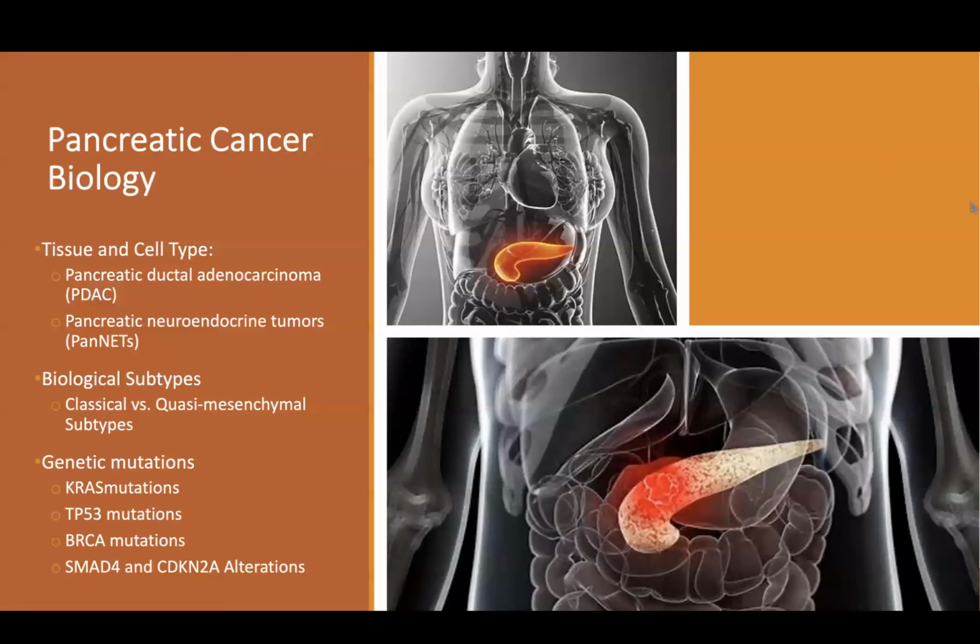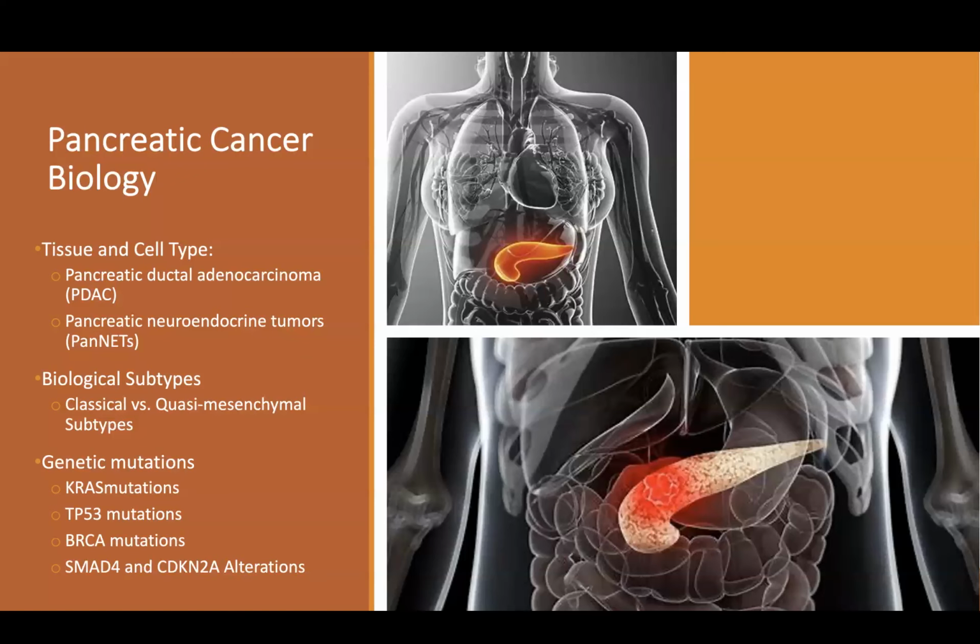Okay, so what I want to talk about is the tissue and the cell types. Pancreatic cancer originates in the tissues of the pancreas, an organ located behind the stomach. The pancreas has two main functions: exocrine and endocrine. Most pancreatic cancers arise from the exocrine cells, particularly the ductal cells, making pancreatic ductal adenocarcinoma the most common type of pancreatic cancer. Less frequently, tumors can originate from the endocrine cells, which can lead to pancreatic neuroendocrine tumors.